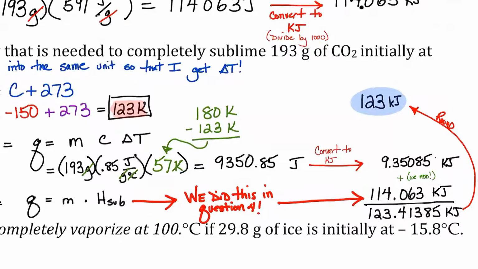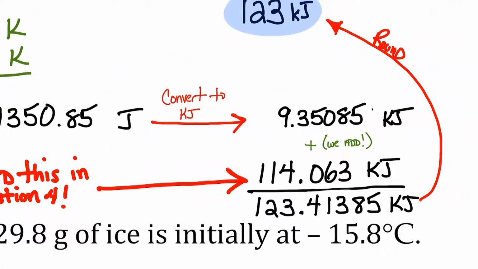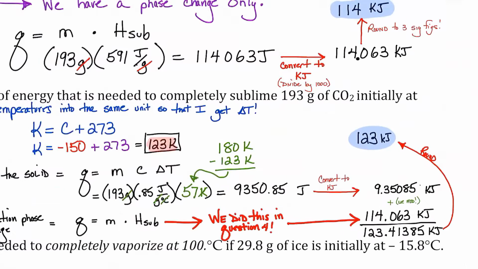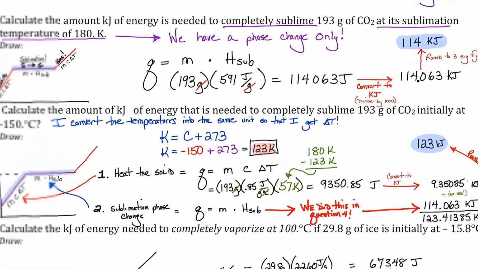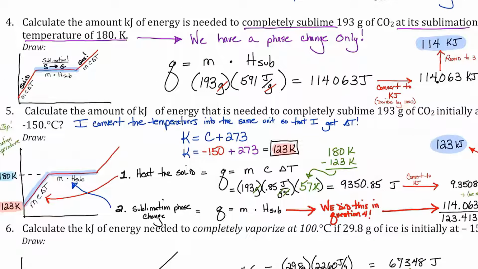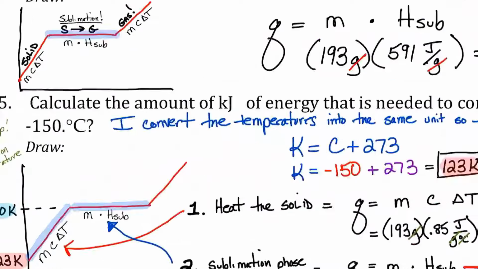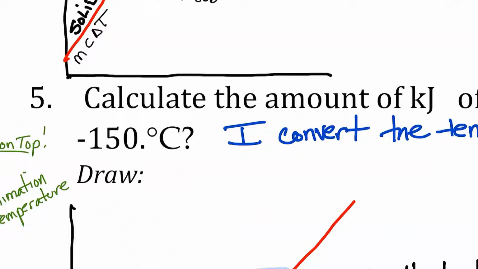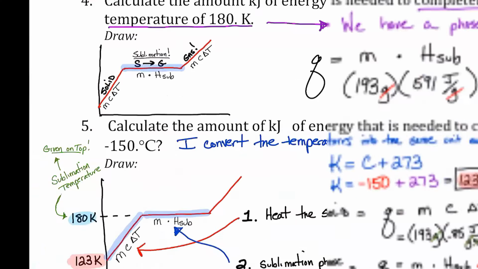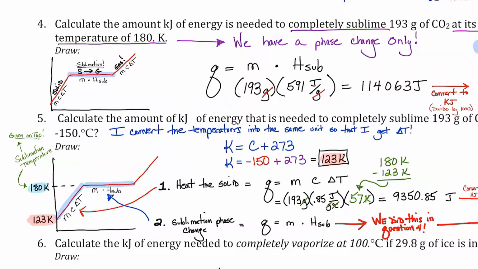And when I do that, I get 123.41385 kilojoules. And of course, I'm going to round to 3 sig figs because the least number of sig figs in all my measurements is 3. I have 193, which is 3 sig figs. 150 degrees Celsius is 3 sig figs. That decimal place after the 0 makes the 0 count. Okay, cool beans. Let's go on to 6.